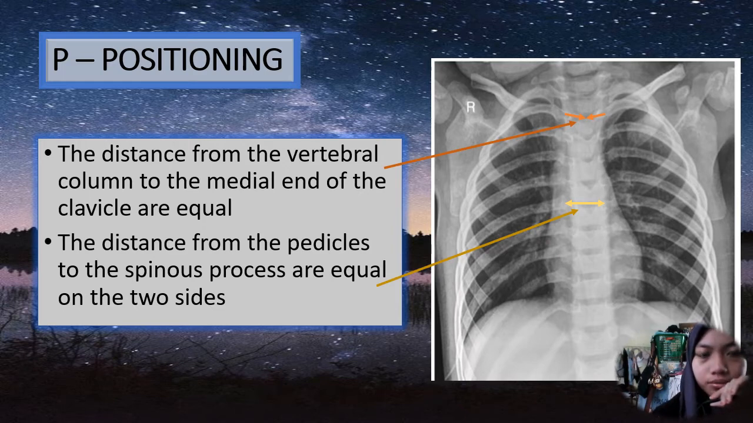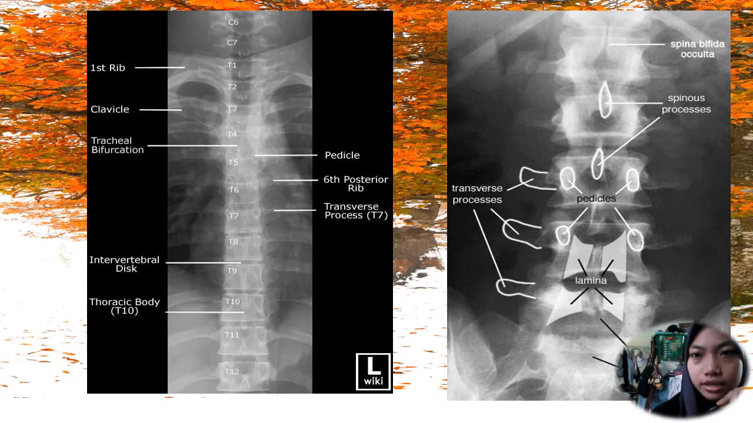Okay, for positioning, firstly we can see the distance from the vertebral column to the medial end of the clavicle are equal. And second, you can see the distance from the pedicles to the spinous process are equal on the two sides, here and here. Okay, on this slide, we can see clearly where is the spinous process. Okay, this is spinous process, and this is a transverse process, and this is the pedicles.